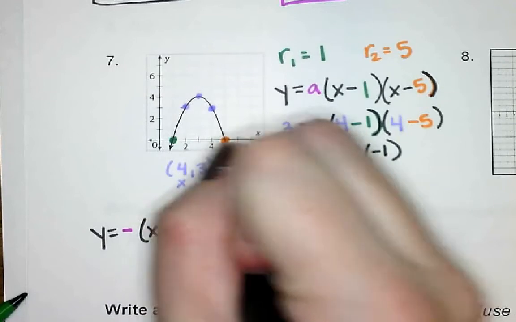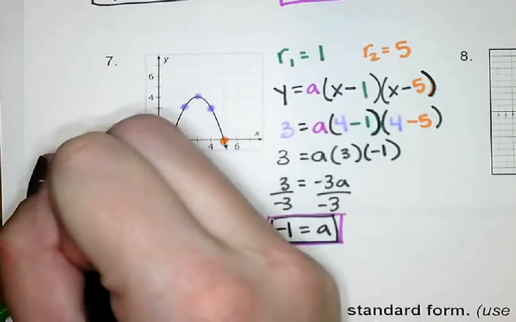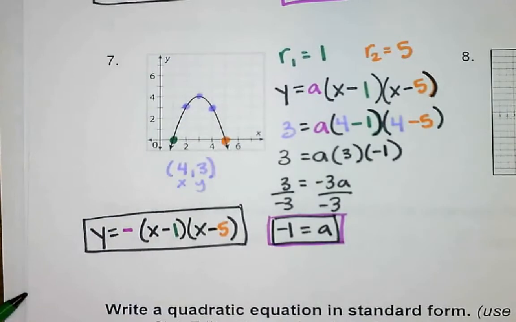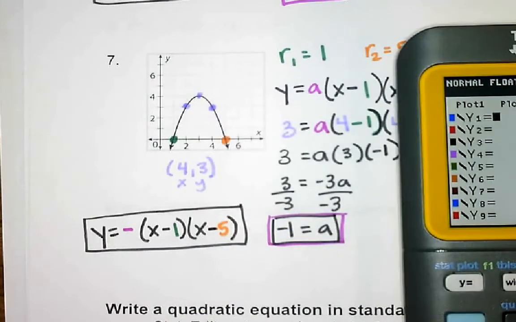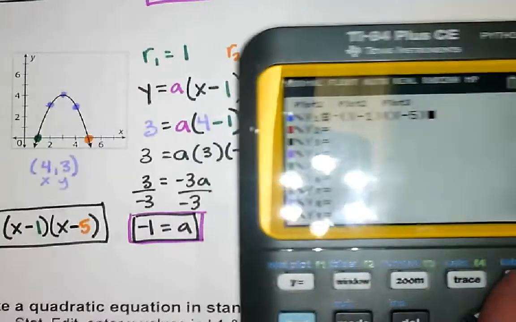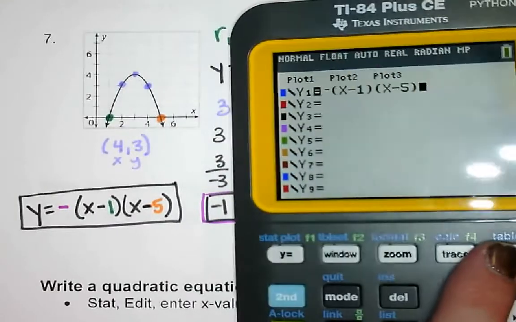And once again, guys, you can always check yourself with your lovely guy here. You can say negative x minus 1 times x minus 5. And then, oops, negative x minus 1 times x minus 5. I'm going to graph that. Make sure it actually looks right. Hey, my graphs match, so we're good.